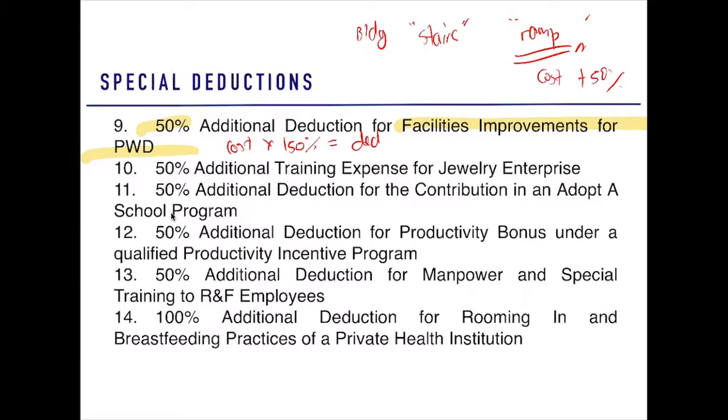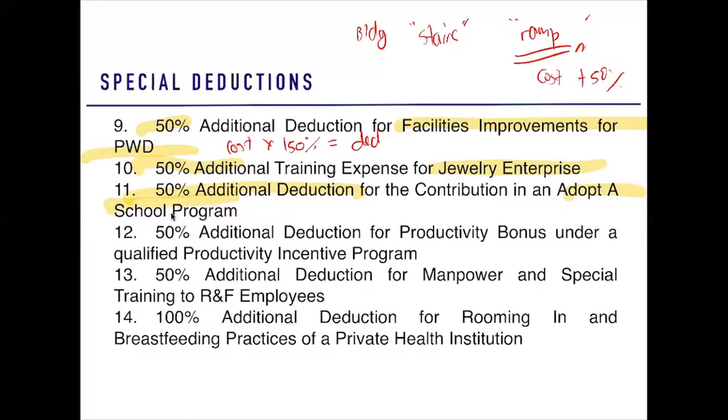Ito ulit. 50% additional training for jewelry enterprises. Okay, so if ever you are in a jewelry enterprise and you have training expense, particularly for creation of jewelry, 50% additional amount. 50% uli, additional deduction for Adopt a School program. So you have an expense for your Adopt a School program. Aside from that expense, you will get another 50%.